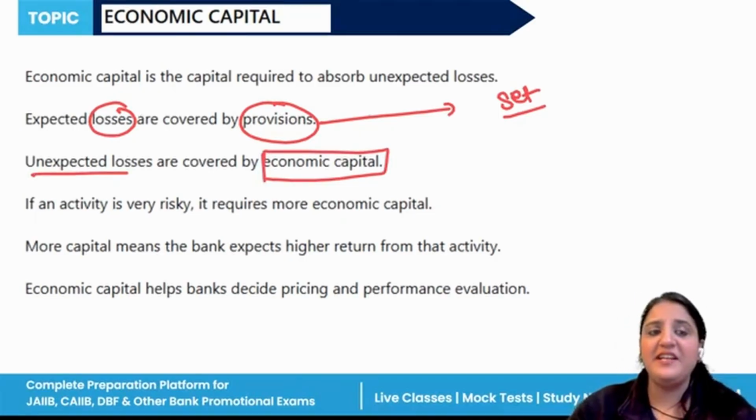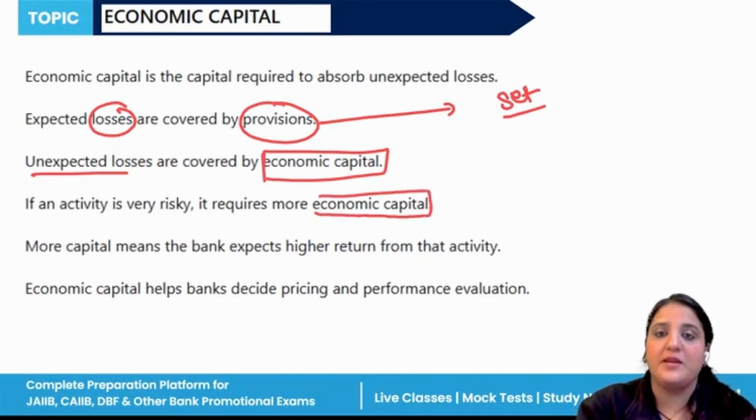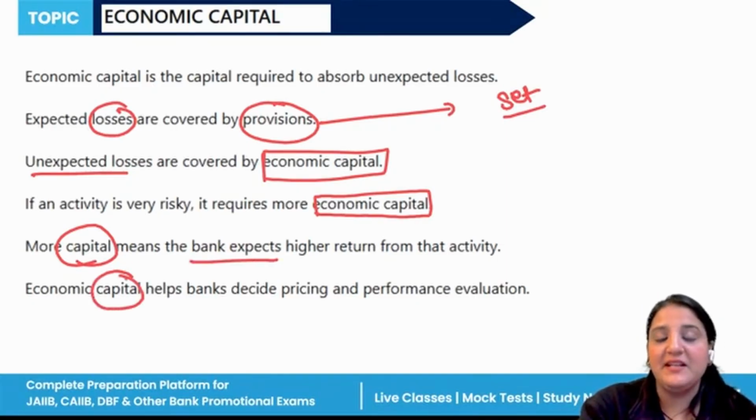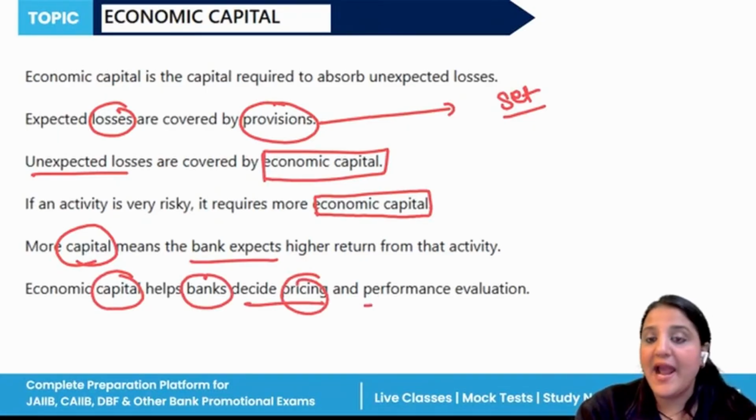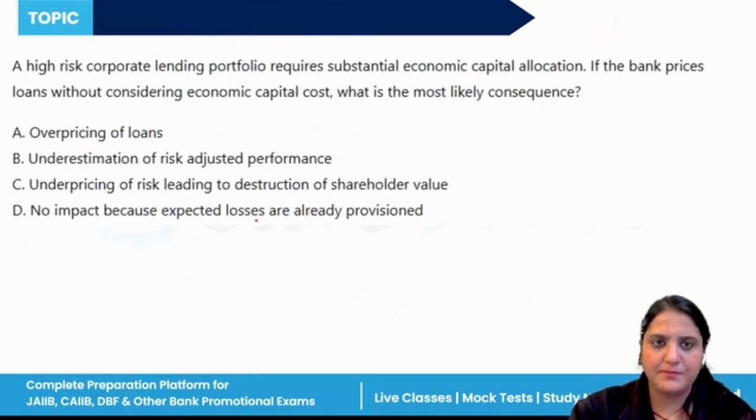If the activity is very risky, it requires more economic capital. And more capital means the bank obviously expects higher return from that particular activity. Economic capital helps the bank in deciding pricing and performance evaluation. That is called the economic capital, which is generally used to cover the unexpected losses.